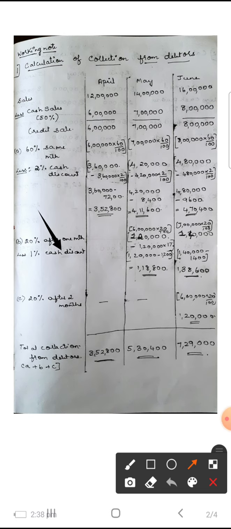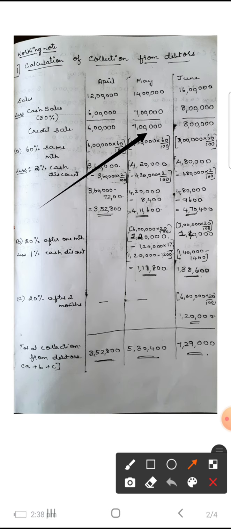Next, 20% after 1 month, it means April's sales they will get in May. So April's credit sale is 6 lakh. On 6 lakh, 20% is 1 lakh 20,000. So 1 lakh 20,000, and deduct the cash discount of 1%, you will get 1 lakh 18,000.